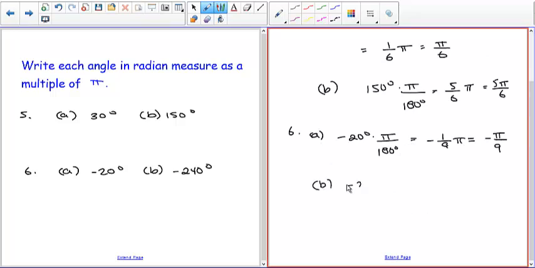Same thing with B. So you get -240 degrees times pi divided by 180 degrees. So here we have a common factor of 30. So you'll get -8/6 pi. Actually, this is a common factor of 60. But 30 works, and then we can simplify it down. So you get -8/6 pi divided by 2 in both the numerator and denominator, so you get -4/3 pi, or -4 pi/3.